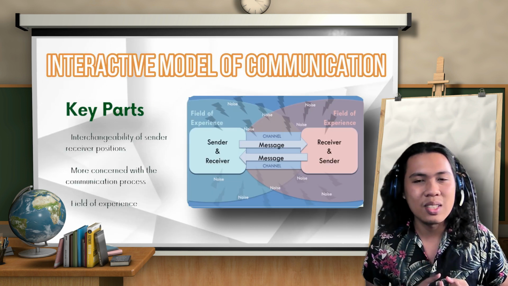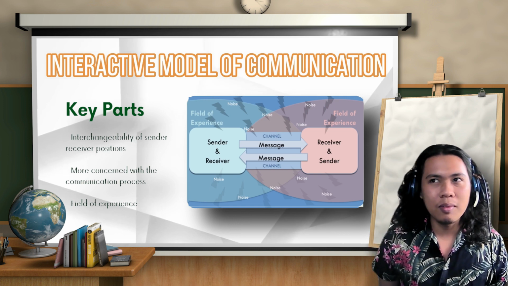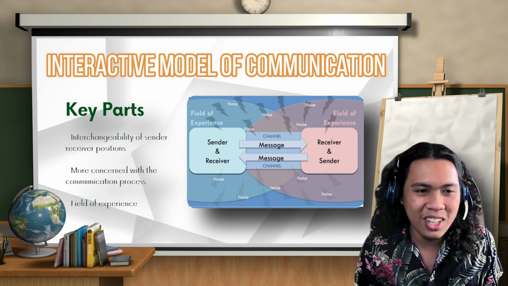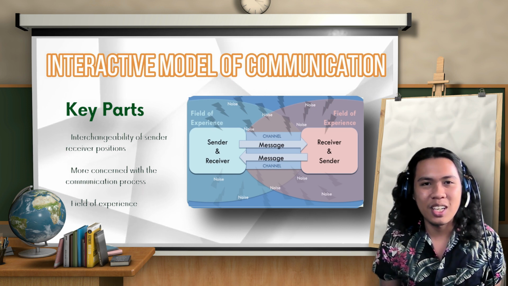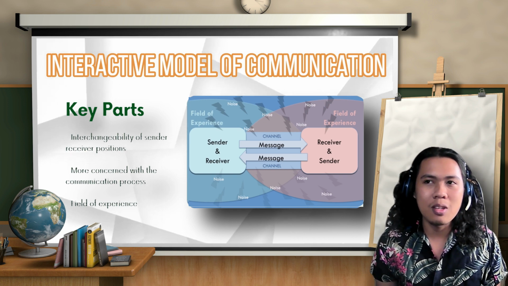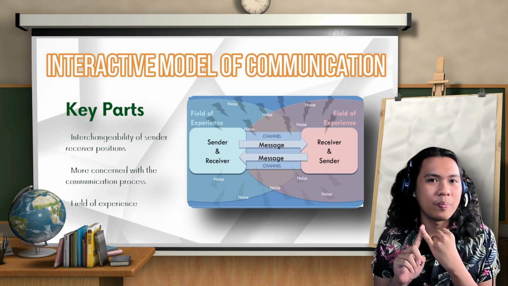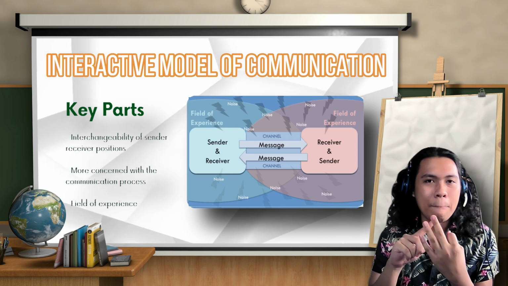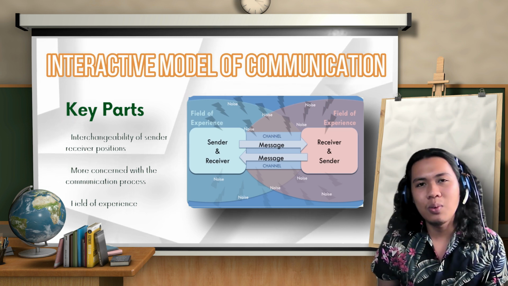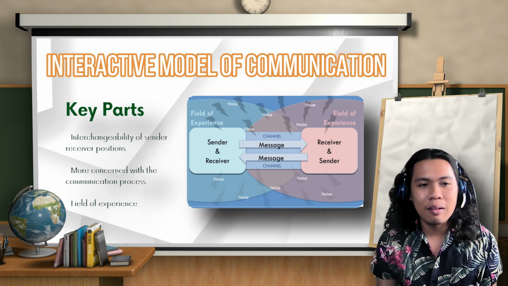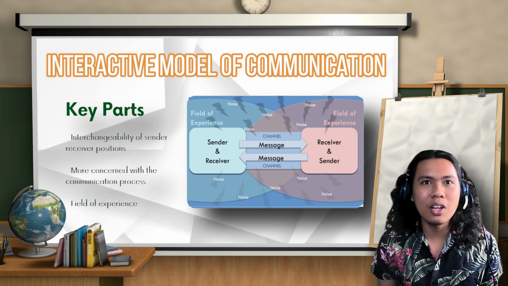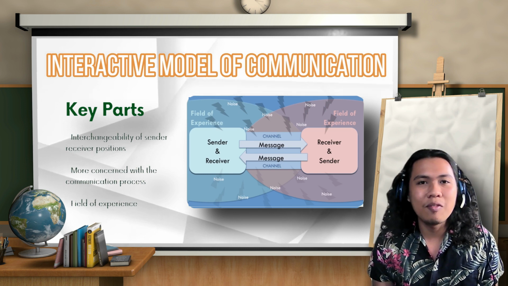So let's start. So the interactive model of communication, and don't mind my eyes because I'm seeing the presentation. The interactive model of communication is more concerned with the communication process, and it has the same elements as the communication process, namely the sender, encode, message, decode, receiver, and the feedback. So what sets this model apart from the communication process is it is cyclical, meaning the sender can become the receiver once they receive feedback.